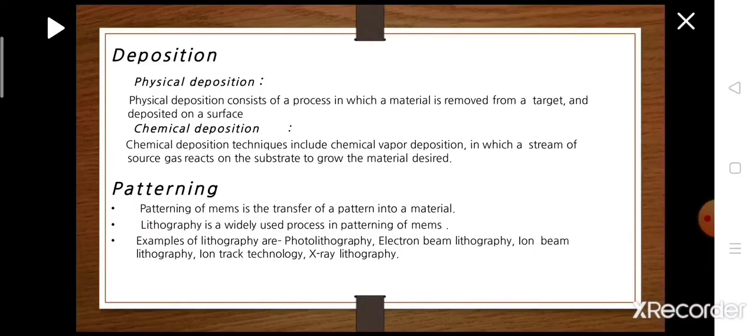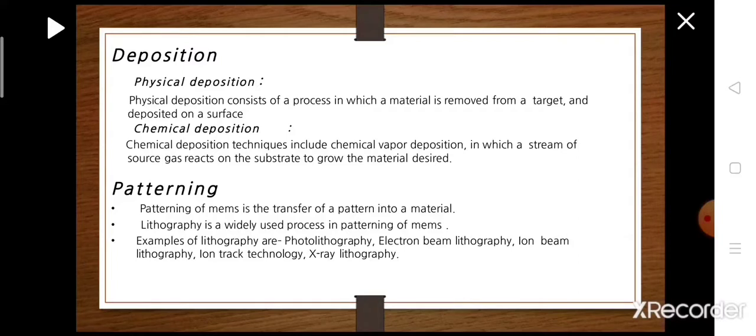So, the deposition process is the ability to deposit thin films of materials on a substrate. It's known as the deposition process. There are two types of deposition, physical deposition and chemical deposition. The deposition that happens because of a chemical reaction is known as chemical deposition. The deposition that happens because of a physical reaction is known as physical deposition.